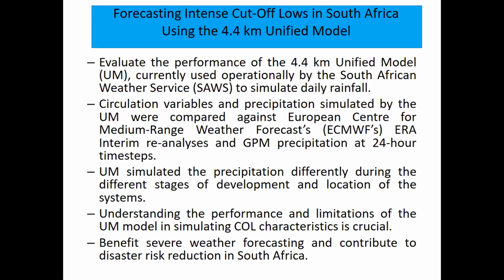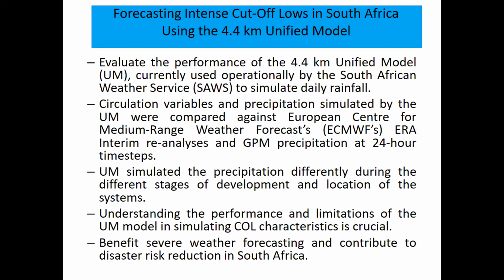So the major findings of this paper were that the 4.4 Unified Model simulated precipitation differently during the different stages of the development and location of the system. So the skill of this model was able to simulate, at the different stages of development and occurrence of this weather system, the amount of precipitation that will occur.